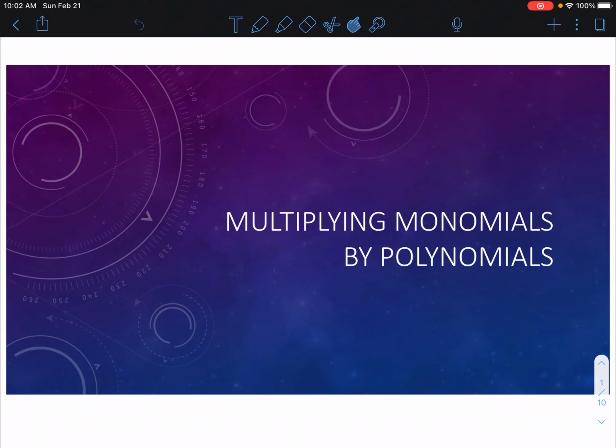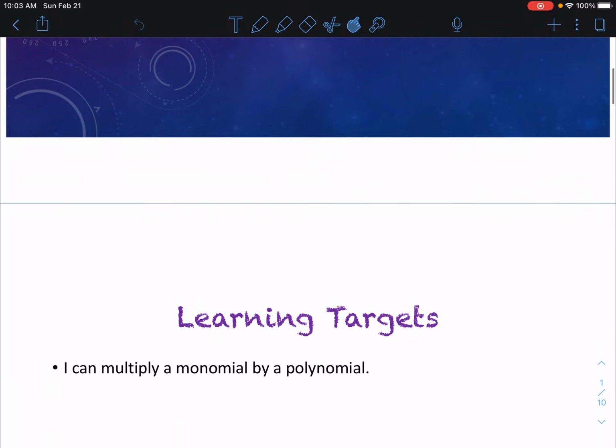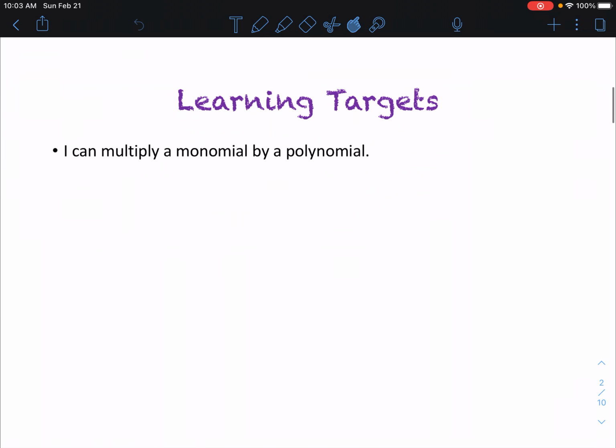All right, so now that we've learned what a polynomial is and how to add and subtract them, now we're going to start getting into how we multiply polynomials. So the first thing we'll talk about is how we multiply a monomial by a polynomial. That is our learning target.